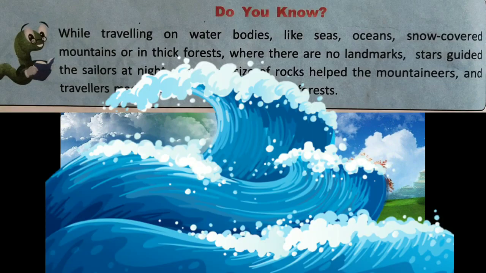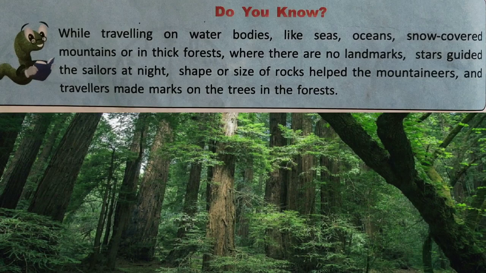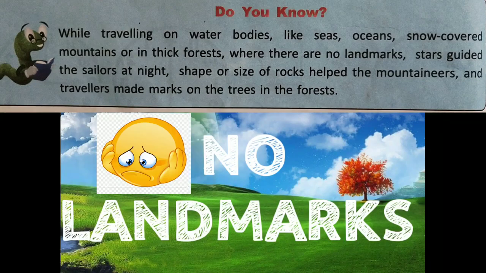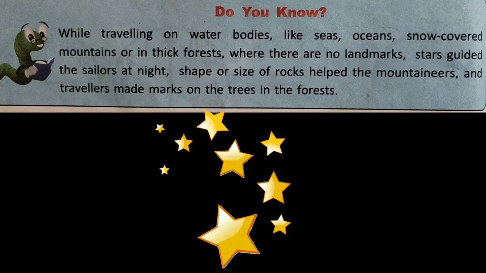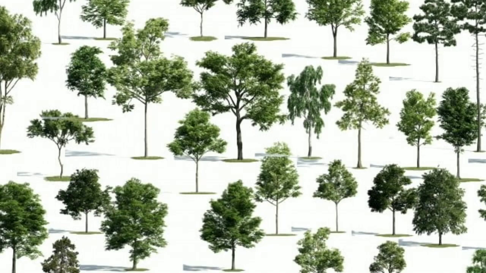Do you know, while traveling on water bodies like seas, oceans, snow-covered mountains or in thick forests, where there are no landmarks, ऐसी जगह पे आपको landmarks नहीं मिलते हैं. वहाँ क्या होता है? Stars guided the sailors at night. Shape or size of rocks helped the mountaineers. And travelers जो थे वो trees को mark करते थे forest में और अपना रास्ता याद रखते थे.